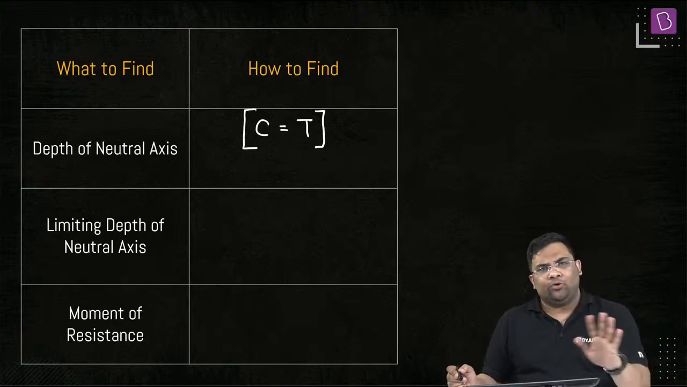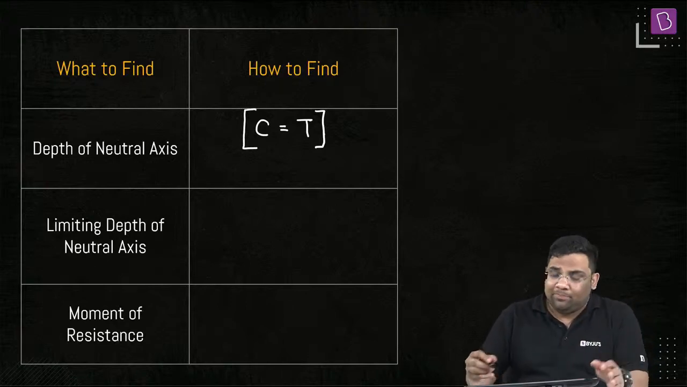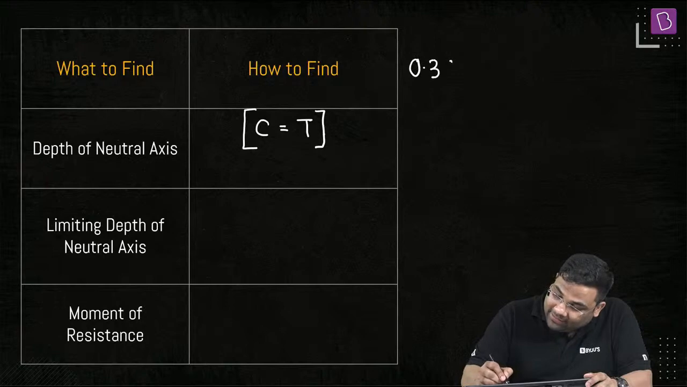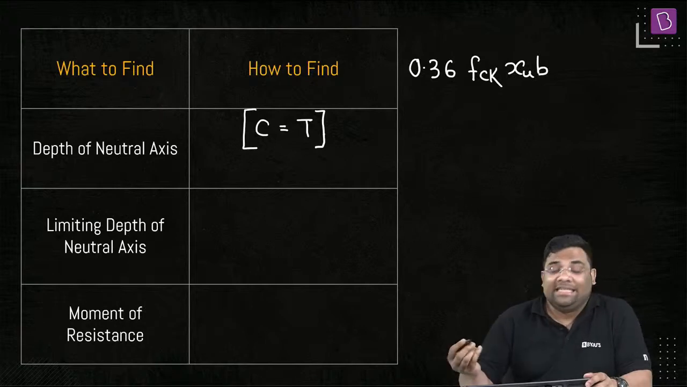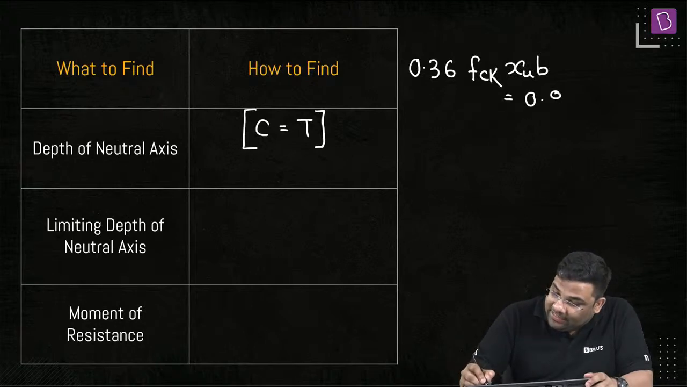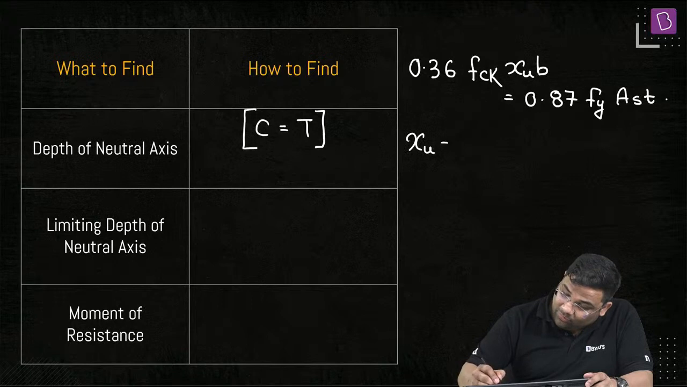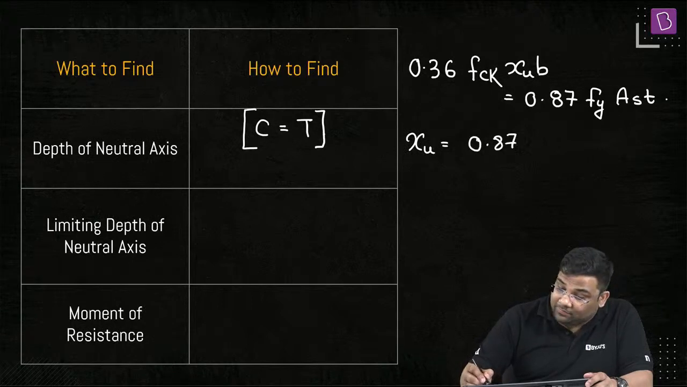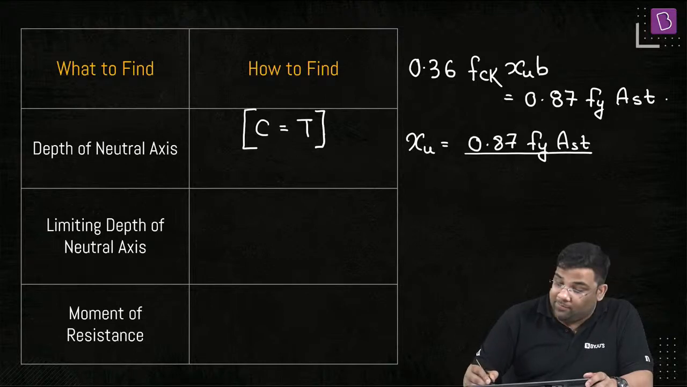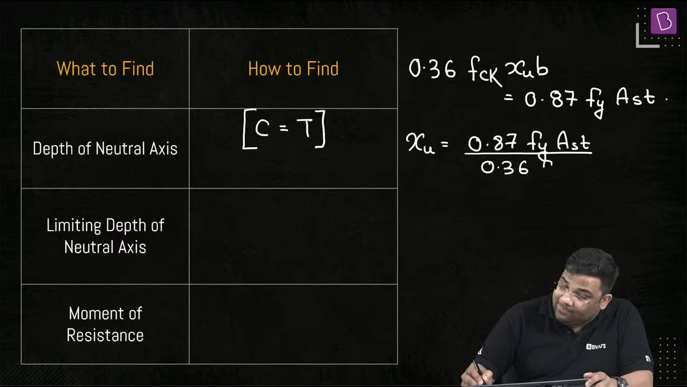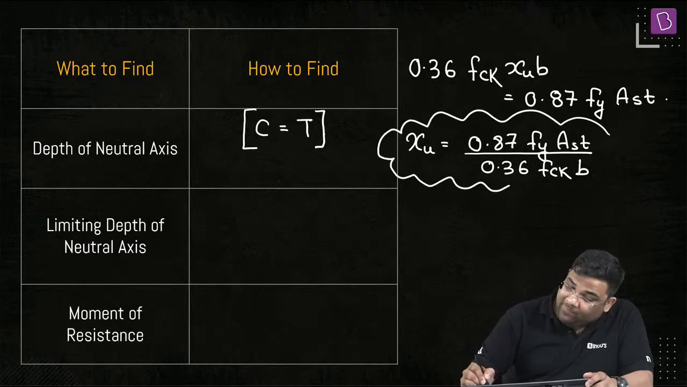You know C, you know T, so just equate them. C is 0.36 fck Xu into b. And T is 0.87 fy into Ast. So from here I can find out Xu is equal to 0.87 fy Ast divided by 0.36 fck into b. So this is the formula to find out the depth of neutral axis.